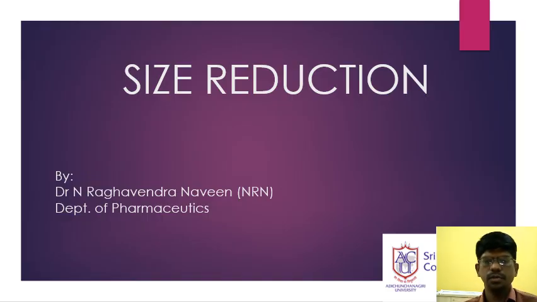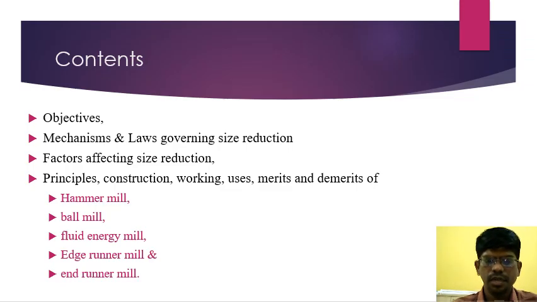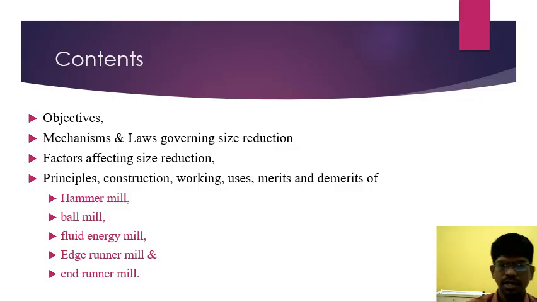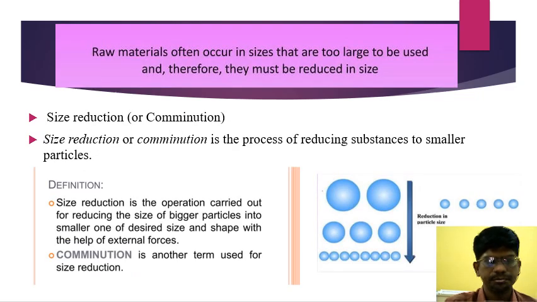Today we are going to discuss the topic called size reduction. As per the course, we will discuss the various objectives, then the mechanism and the laws governing size reduction, factors affecting size reduction, and the principle, construction, working, uses, merits and demerits of the following mills: hammer mill, ball mill, fluid energy mill, edge runner mill and end runner mill. What is the meaning of size reduction?